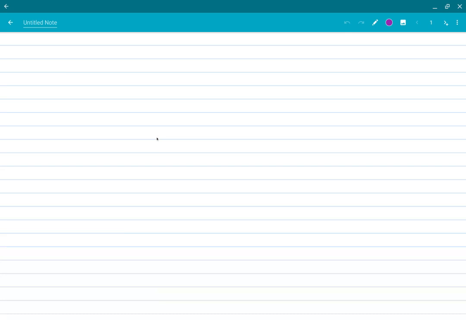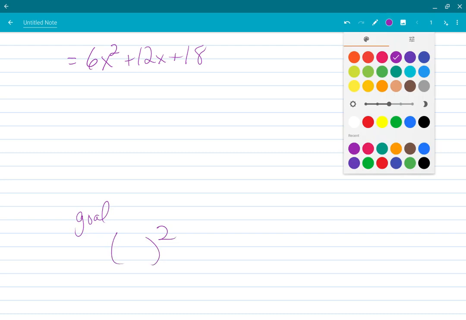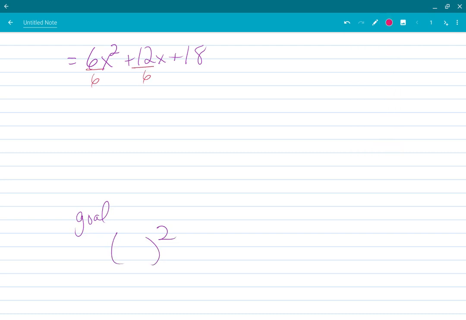Okay, so we had 6x squared, and then Nathan, what was the rest of it? Plus 12x plus 18. So our goal is this, right? What we want to do is get rid of the 6 because we want to make twins and we don't want a 6. So that means we're going to have 6 times, in parentheses, x squared plus 2x plus 3. Now I can make my twins.